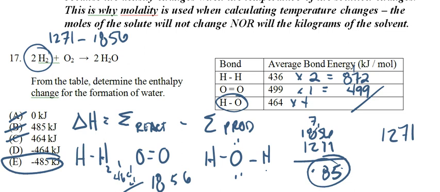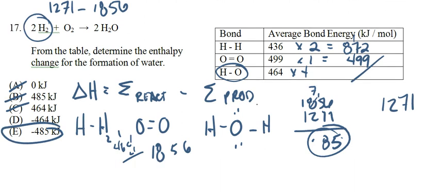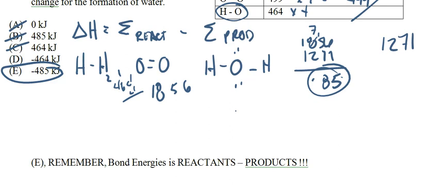And again, be quick, be efficient. Might want to guesstimate on some of these. Hopefully I did the math correctly. I'm kind of going fast here, so I apologize if it's really sloppy. Nice thing is, on multiple choice, scribble, write all over those questions. Just don't do it on the bubble sheet. Okay? And yeah, remember, it is reactants minus products.